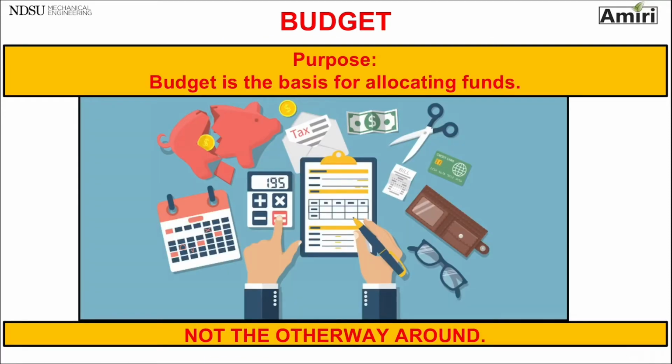The other important thing that I want to remind you is that the budget is the basis for allocating funds. Meaning, once you submit your budget, we'll go through it, and depending on the budget you submit, we will allocate funds to your project. Some projects will get the amount that they requested, some projects will get less than the amount that they requested. So this is important to remember. This is the basis for allocating funds.